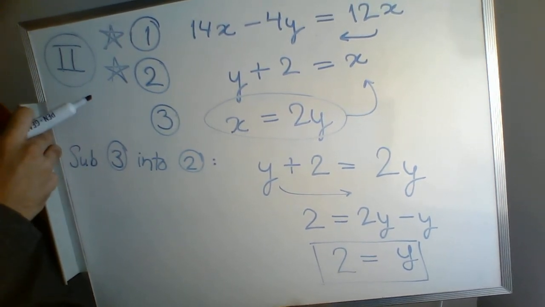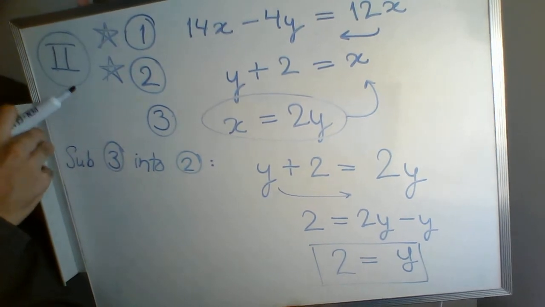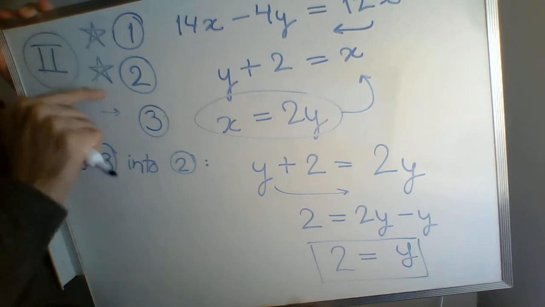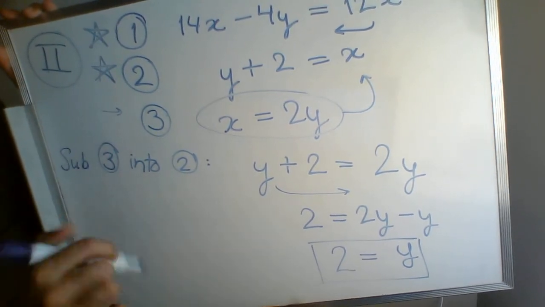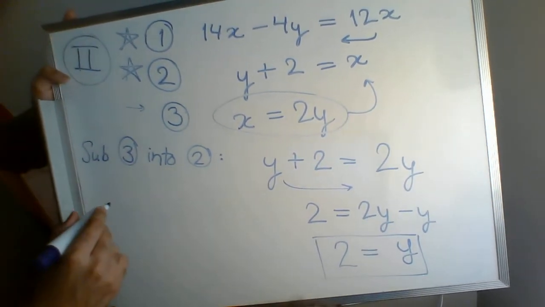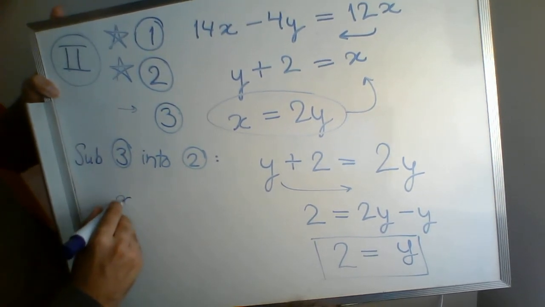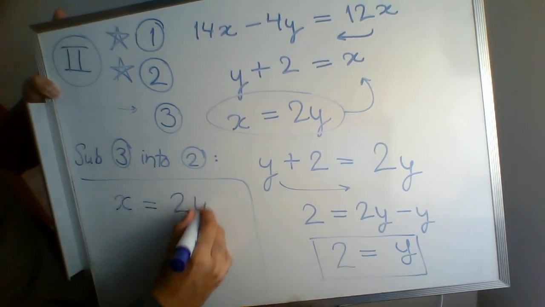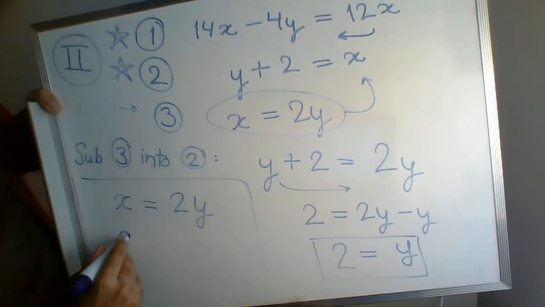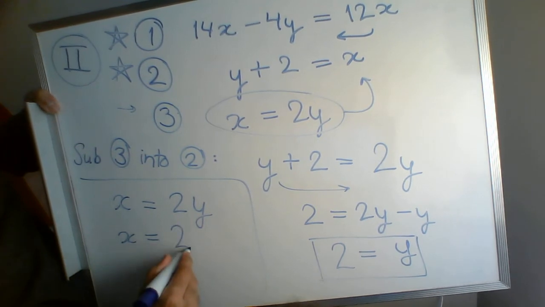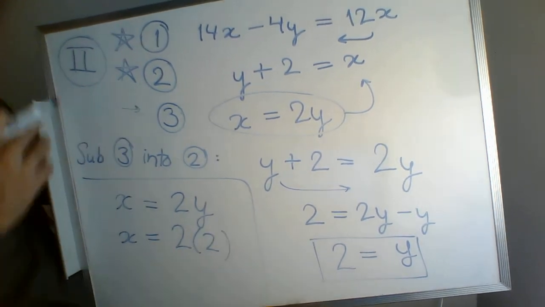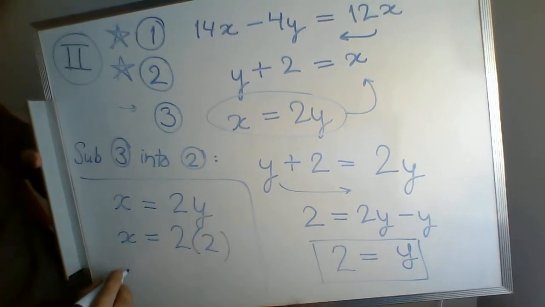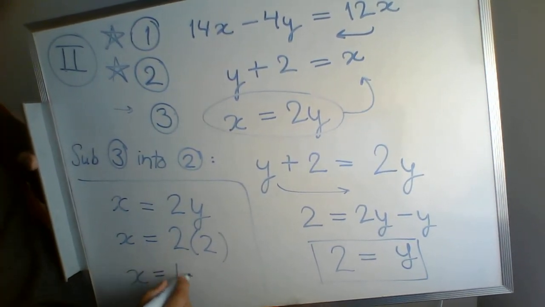And now we can go ahead and use, well, we've already used equation 1 because we rearranged it to get equation 3 down here. Then we used equation 2 to solve for y down here. So now let's use equation 3 to solve for x. So x is equal to 2y, right? Well, we know y is equal to 2. So we get x is equal to 2 times 2, and we know 2 times 2 is equal to 4. So we get x is equal to 4.